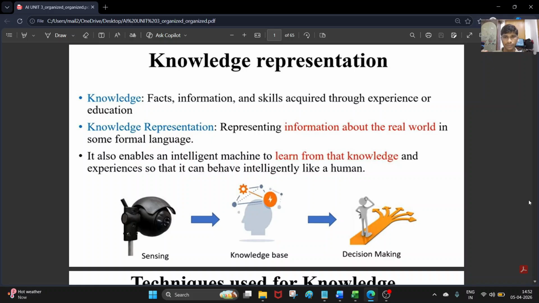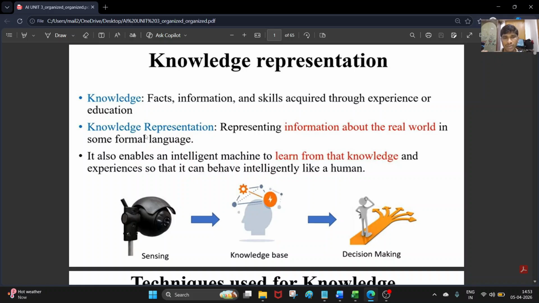Unit 3 in Artificial Intelligence: Knowledge Representation. What is knowledge? Knowledge is nothing but facts, information, and skills that are acquired through experience or education. Once this knowledge is acquired, we have to represent it. The representation of information about the real world in some formal language is called knowledge representation.